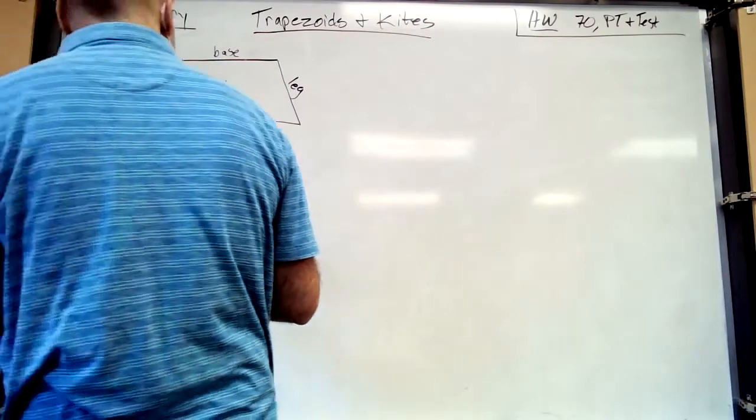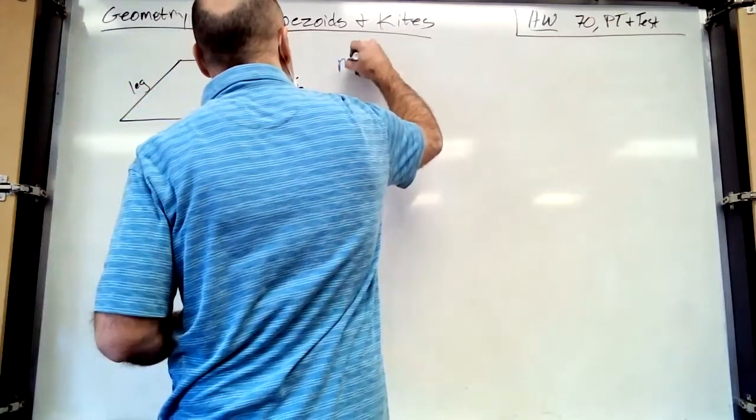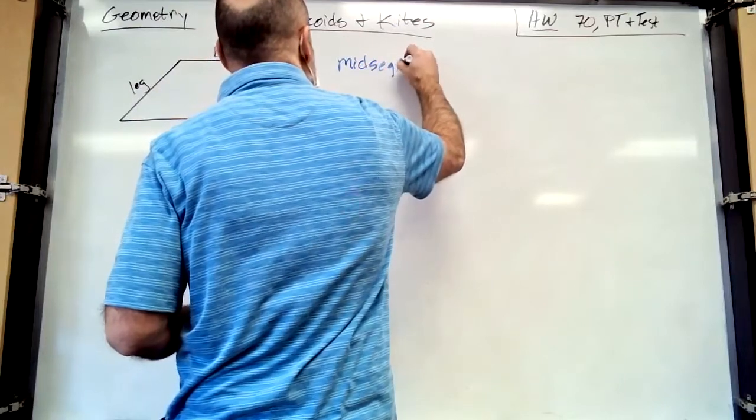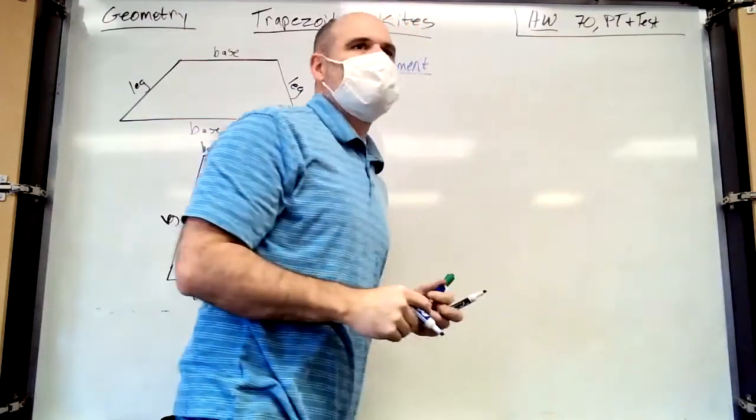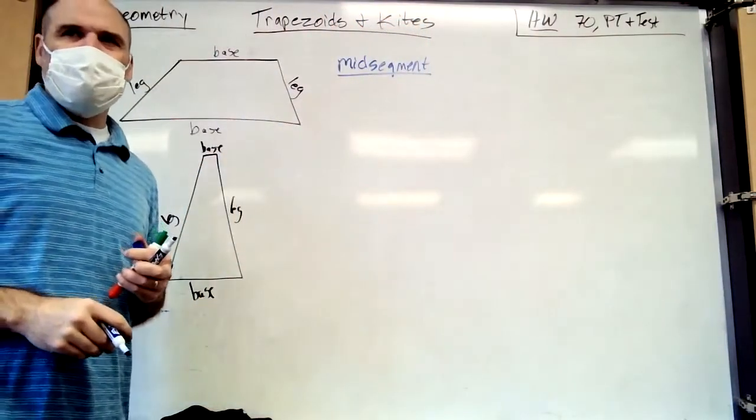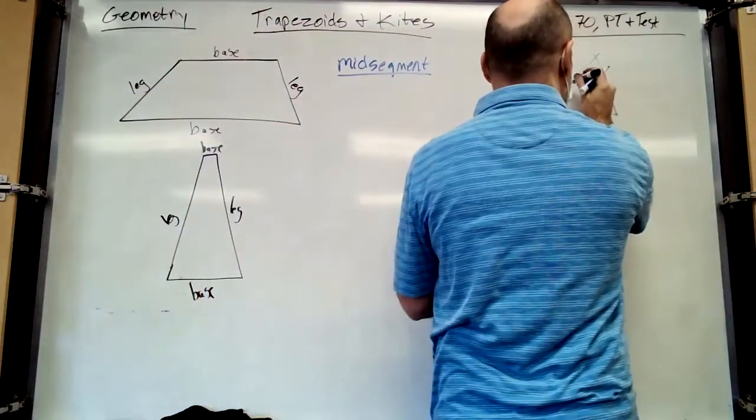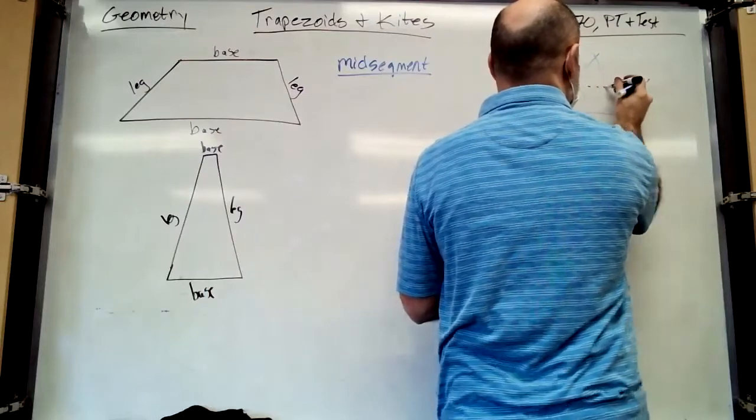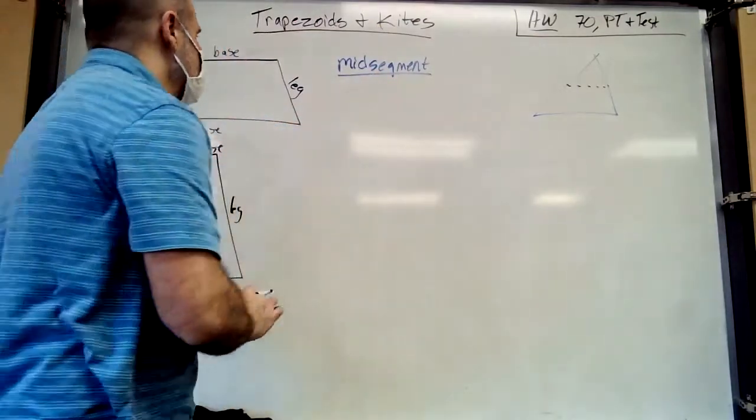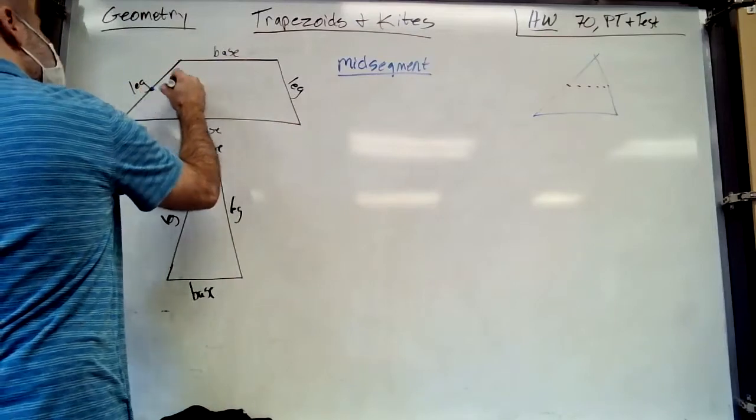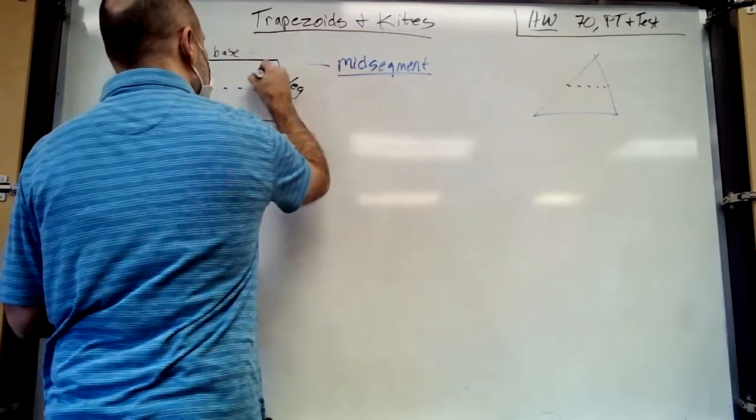So what do you think the mid-segment of a trapezoid is? Do you remember what the mid-segment of a triangle was? It's not the centroid. The mid-segment of a triangle connected the midpoint of one side and the midpoint of another side, and it ended up being parallel to the base of the triangle. That would be the case here, wouldn't it? You find the midpoint of this leg, the midpoint of this leg, and that is the mid-segment.